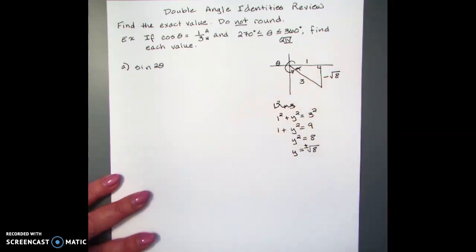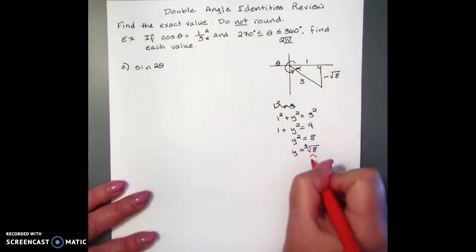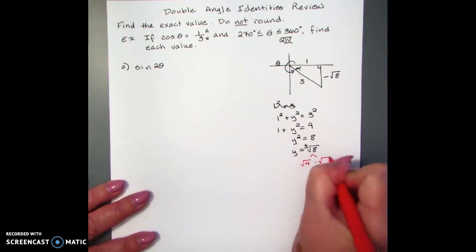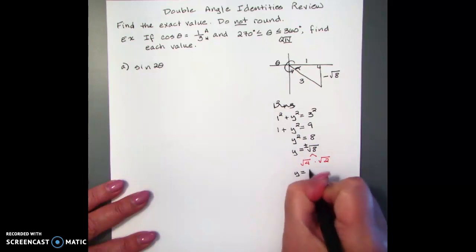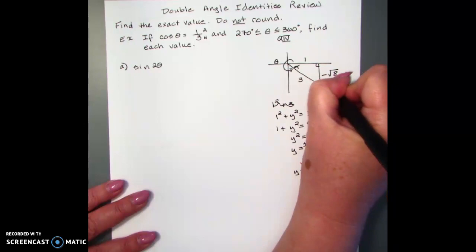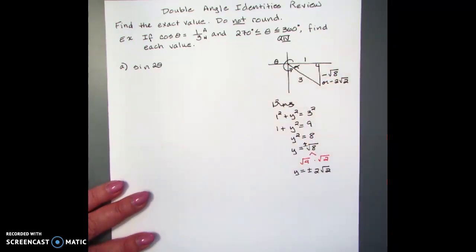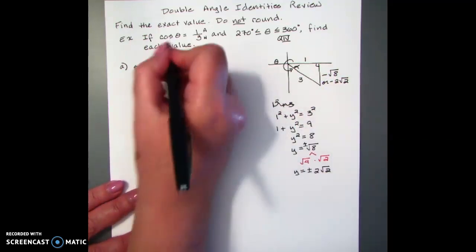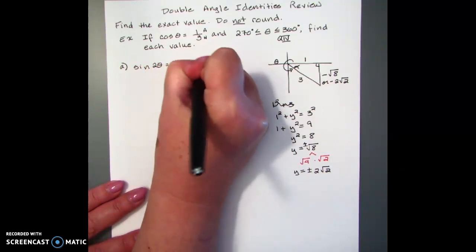And let's see, we do know that that is simplifiable. So 8 has the square root of 4 in it, which is a perfect square. And so we could say y is equal to plus or minus 2 root 2. So this would be negative 2 root 2 as well. So we'll take a look at each problem and determine which one would be a better one to use. So in the case of sine of 2 theta, that's going to be 2 sine theta cosine theta.